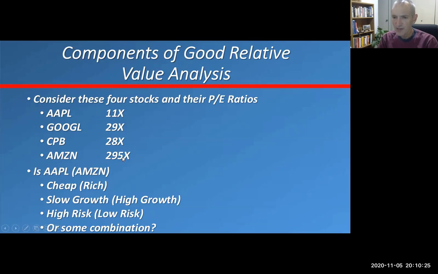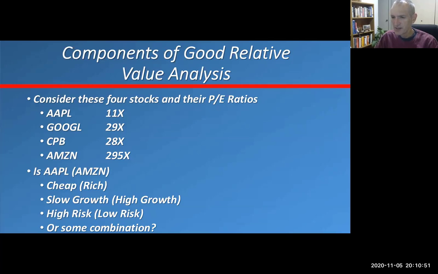Why is Amazon trading so expensively? Is it because they're overpriced, they're rich? Is it because they have incredibly high growth, which is probably the real reason, or because they're low risk? I don't think they're low risk. So pretty much for Amazon, it's high growth. For Apple, it was probably the slow growth more than anything else, because everybody thought the really huge margins that Apple was getting were going to start collapsing.